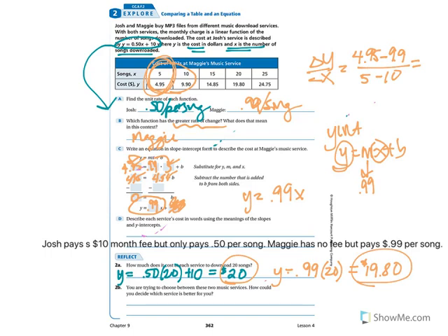So 2B says here, you are trying to choose between the two music services. How could you decide which one's better for you? So if you plan to download less than 20 songs, then you should go with Maggie's service. But maybe you really like music and you have a lot of songs that you want to download, then you should go with Josh's service.